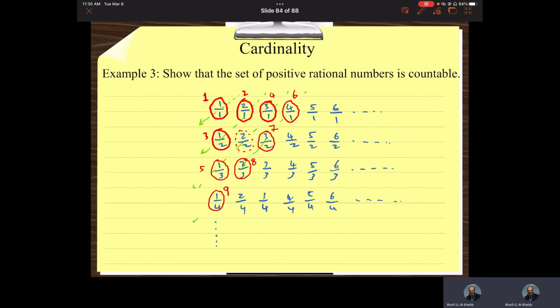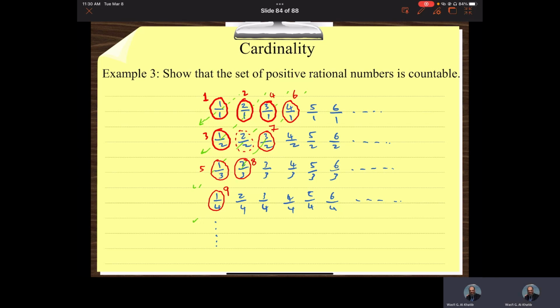Okay, let me ask you, if I list the elements of rational numbers like this, am I going to miss any rational number? No, I will not. Why? Give me any rational number, P over Q. Where am I going to find P over Q? P over Q will be found in row Q, right? Column P. Row Q, column P.